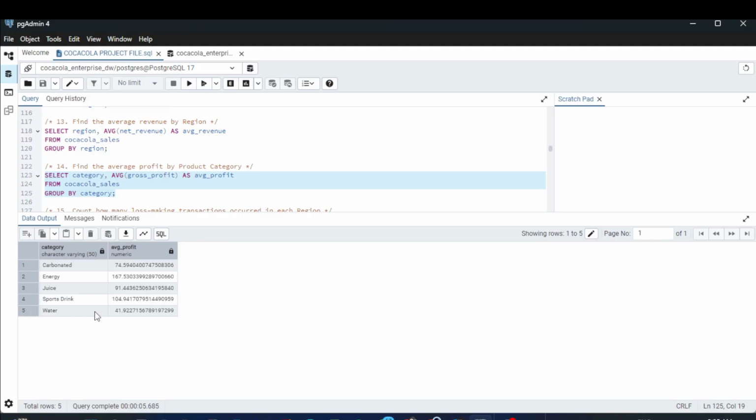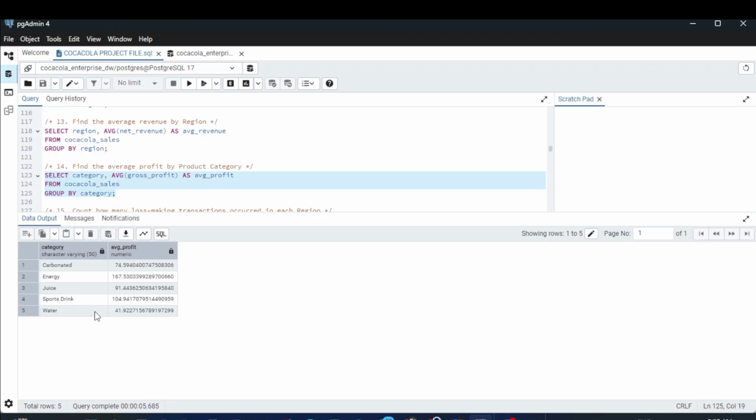So now we want to find the average revenue by product. So average revenue by product is select the brand, then average net revenues, by product. So now this is the average revenue for each product, and we can see that Power 8 has the highest average revenue by product.